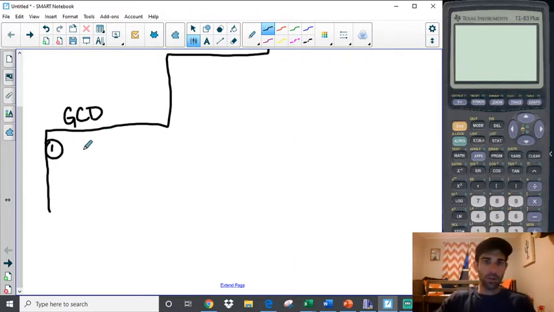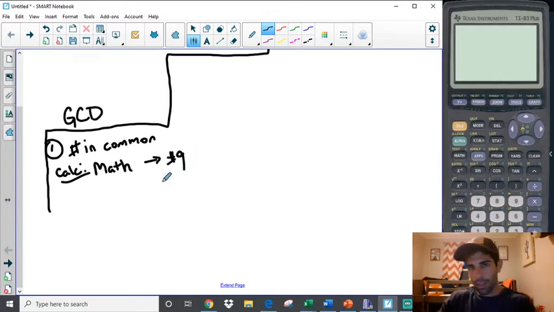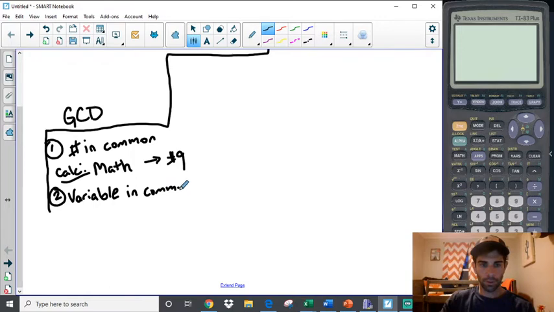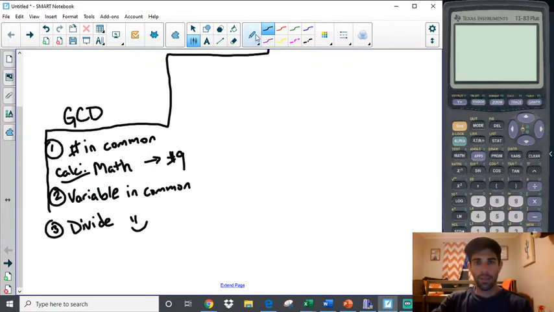The first thing you're going to do is look for the number in common, and those would be the coefficients. And that you would be using your calculator for. You would be pushing math, then pushing the right arrow, and then hitting number 9. Just write this down for now because I'm going to do some examples in a little bit. After you look for the number in common, you look for the variable in common. Once the variable is in common, you now have your GCD or GCF, and you're going to divide. And then you'll have your answer. That is how you do GCD.